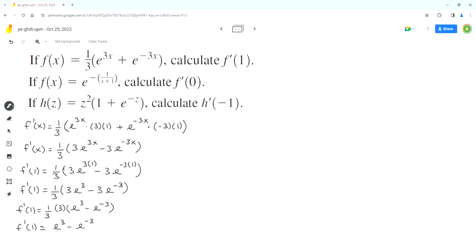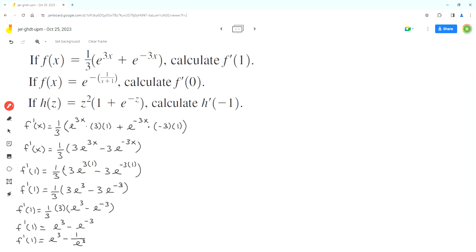But if we want to make the second exponent positive, we can move that term to the denominator. So the final answer can also be e to the power 3 minus 1 over e to the power 3. It is a good idea to show all exponents as positive exponents in the final answer. So this can be the final answer for the first function.